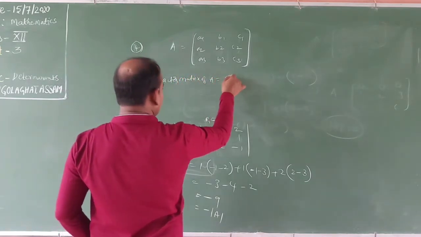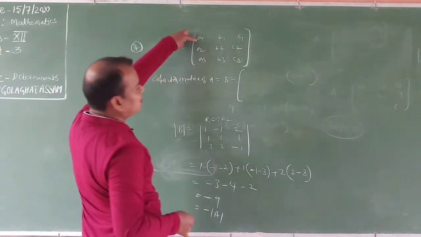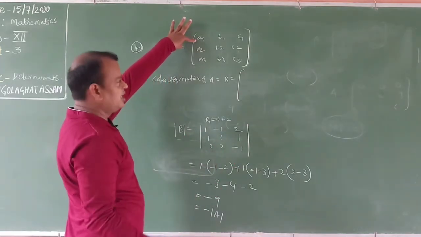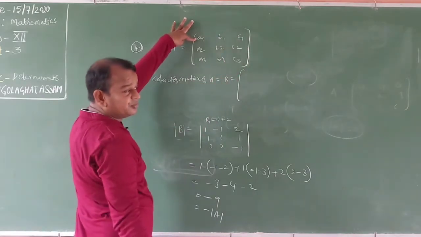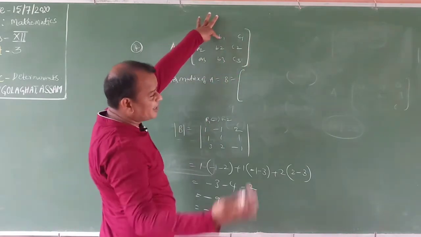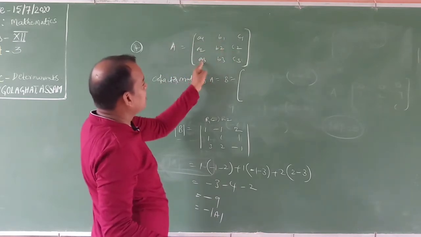That equals something. What does the cofactor of A1 mean? Suppose capital A1. The cofactor of A1 is B2 C3 minus B3 C2. What is the cofactor of B1? Minus of A2 C3 minus A3 C2.